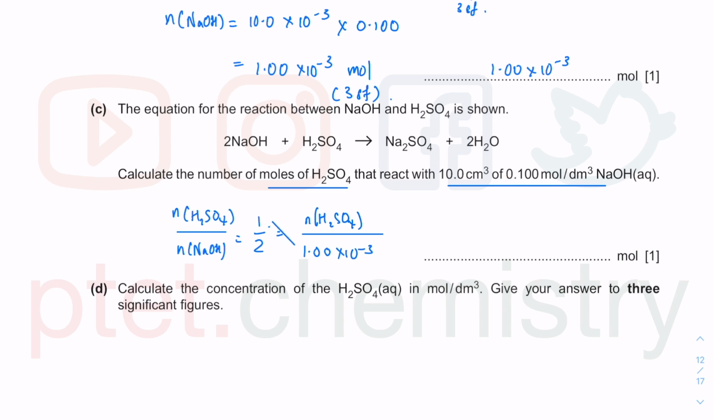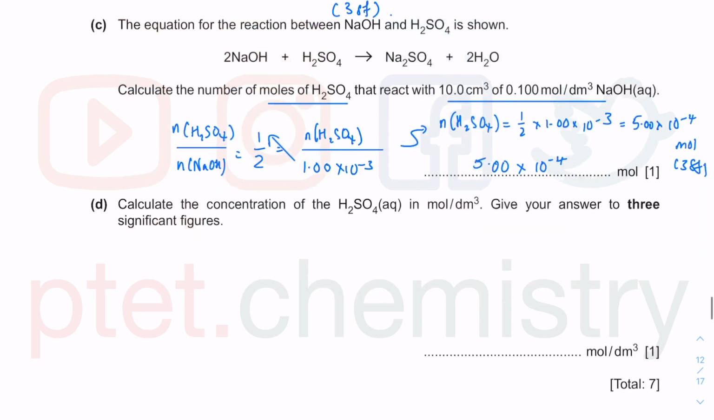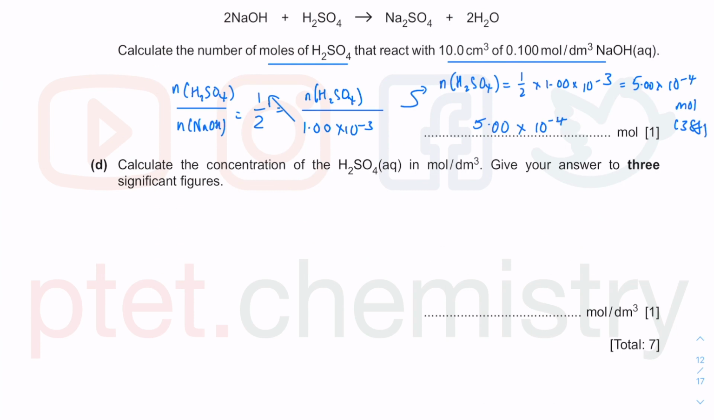And this is the mole of H2SO4 that actually reacted with this much mole of NaOH. So I'm just going to move that up. So hopefully you can see the mole of H2SO4 is equal to a half times 1.00 times 10 to the minus 3. So the previous answer times half, I get 5 times 10 to the minus 4 mole. Again, your calculator cannot think, so you have to try and get to the appropriate number of significant figures based on the data, based on the question. So 5.00 times 10 to the minus 4.